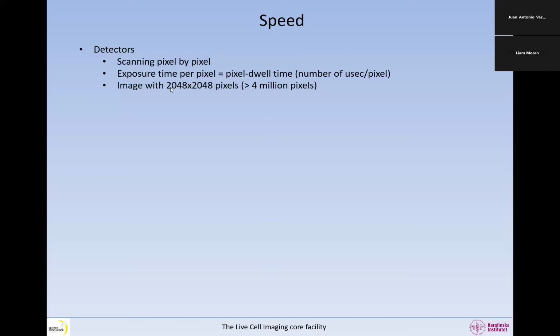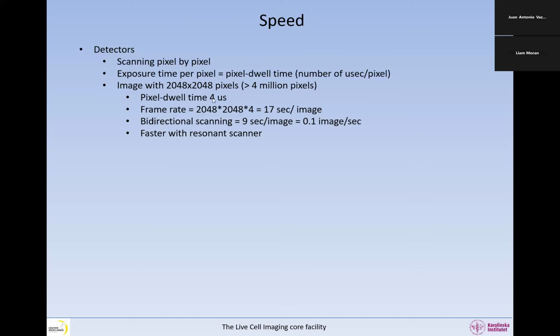So let's say, for example, that we have an image where we have selected 2048 by 2048 pixels. This is altogether more than 4 million pixels. And if we have a pixel dwell time of 4 microseconds, this is the time spent on each pixel, then we will have a frame rate, which means how long does it take to take one image? Then we multiply 2048 by 2048 multiplied by 4, and then we convert to seconds, and this is 17 seconds per image. You can also see this in the software, how many seconds per image.